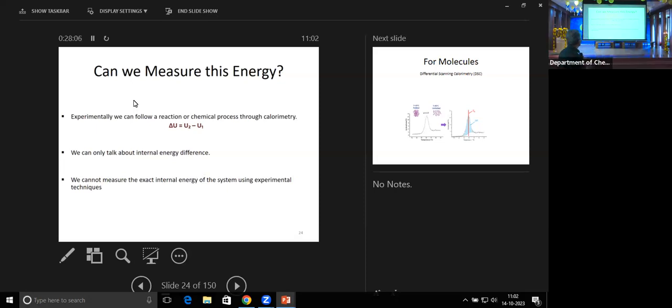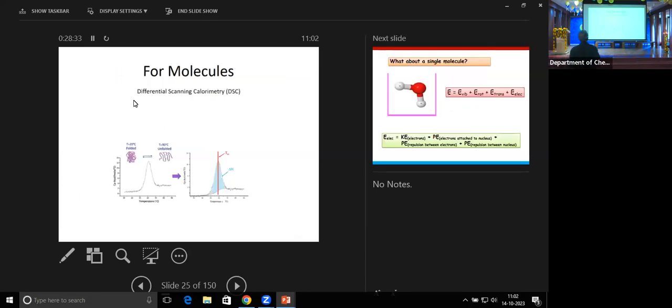See here. If you follow a chemical reaction or process through calorimetry, U2 minus U1, which I say is the energy of the product, right? So we can talk only about the internal energy difference. We cannot measure the exact internal energy of the system using experimental techniques. We do not know anything about that. Okay, right, good.